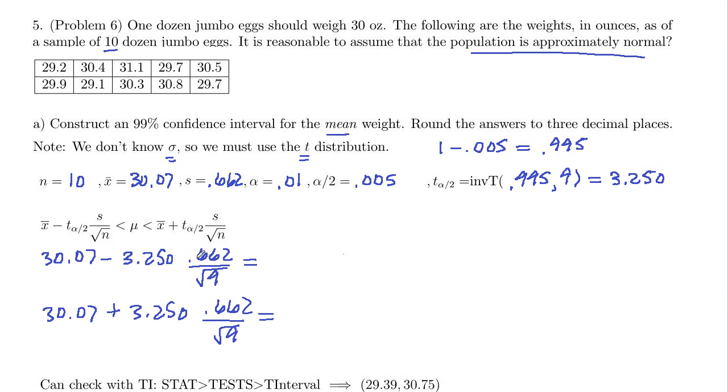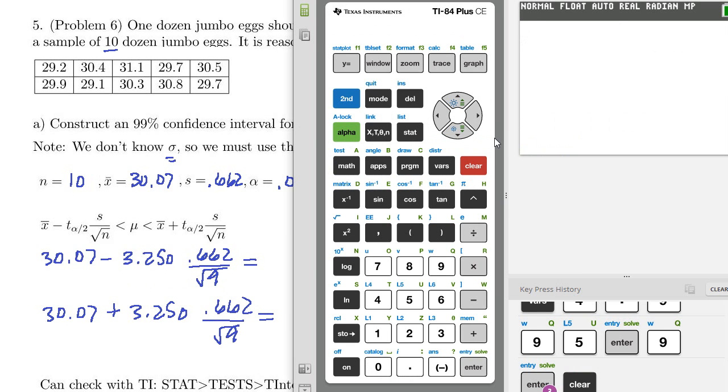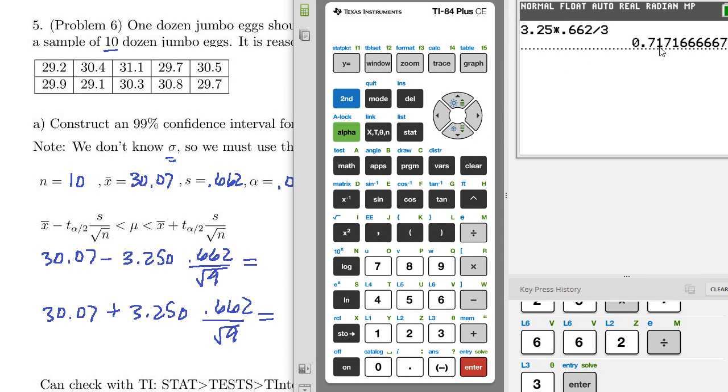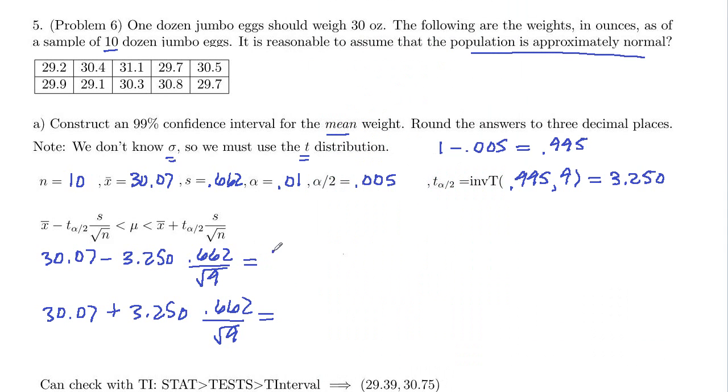So let's go ahead and compute our margin of error there. So we've got 3.25 times 0.662 divided by square root of 9, which is 3. So 0.717 to 3 decimal places. So 30.07 minus 0.717, and then 30.07 plus 0.717.